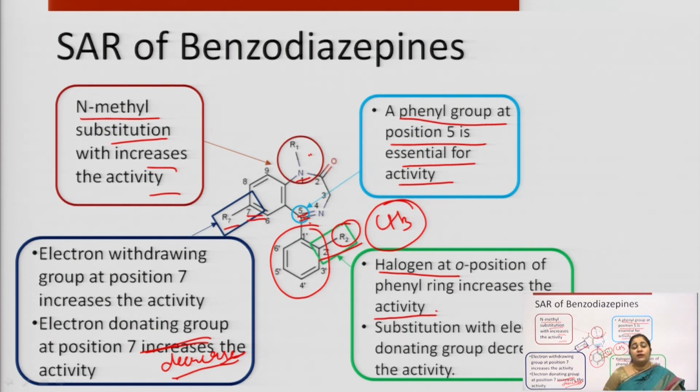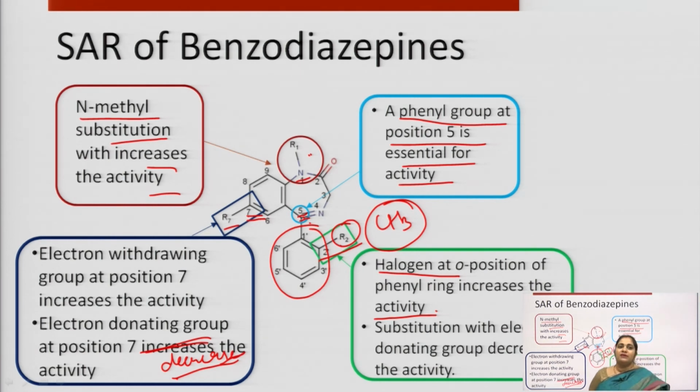that is essential for the activity; the phenyl substitution must be there if we want the benzodiazepine to act as an anticonvulsant. Then there is R2 dash, meaning the second, ortho position of the phenyl ring, that is, the substitution on the phenyl at position number 5. At R2 dash, if we substitute this position with a halogen, that will increase the activity, but if we substitute it with an electron donating group, that will definitely decrease the activity.